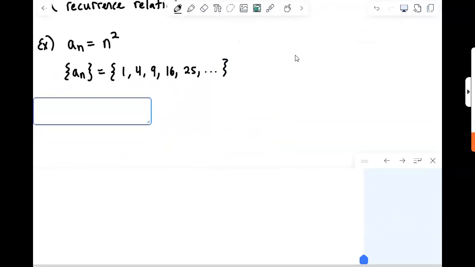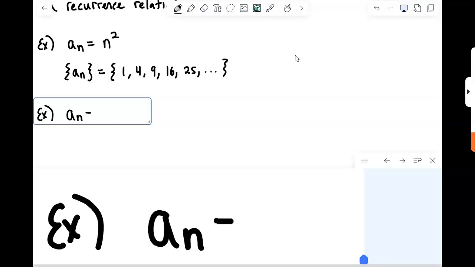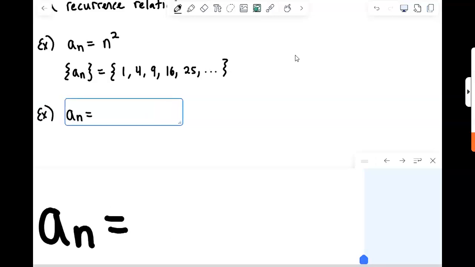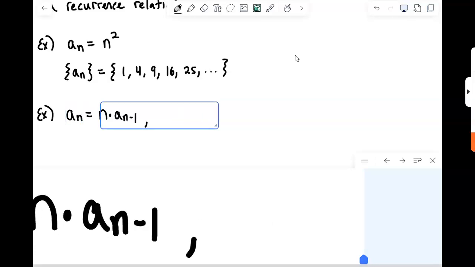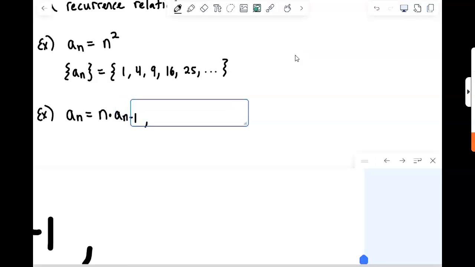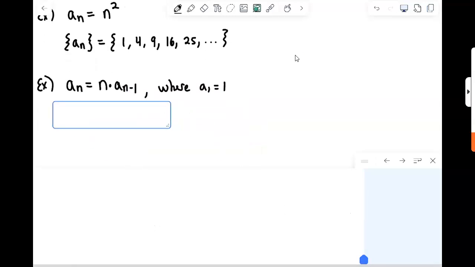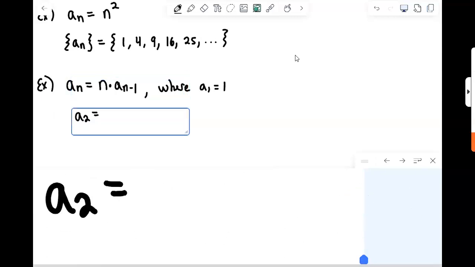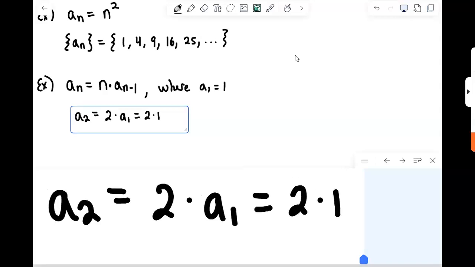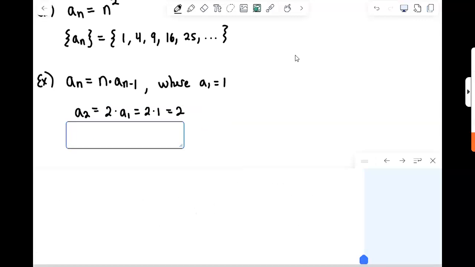The second way to describe it is by using a recurrence relation. We would see something like this: a sub n is equal to n times a sub n minus 1. And with a recurrence relation, we have to have a starting point. So this is true where a sub 1 is equal to 1. Using that formula, a sub 1 is 1, so a sub 2 would be n times a sub 1, which is 2 times 1. So a sub 2 would be 2.